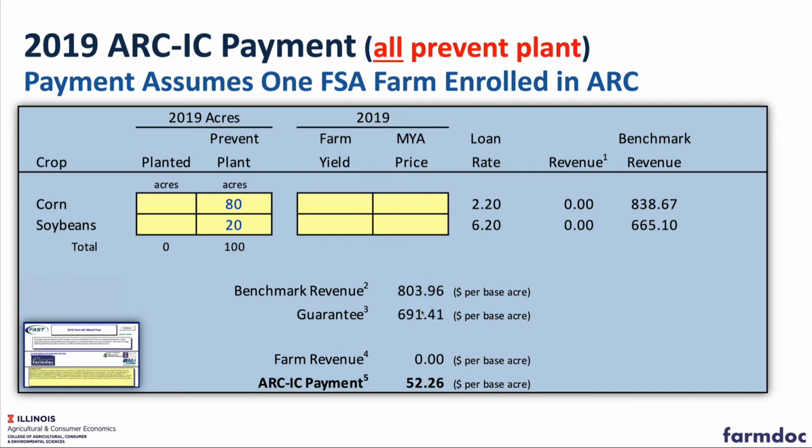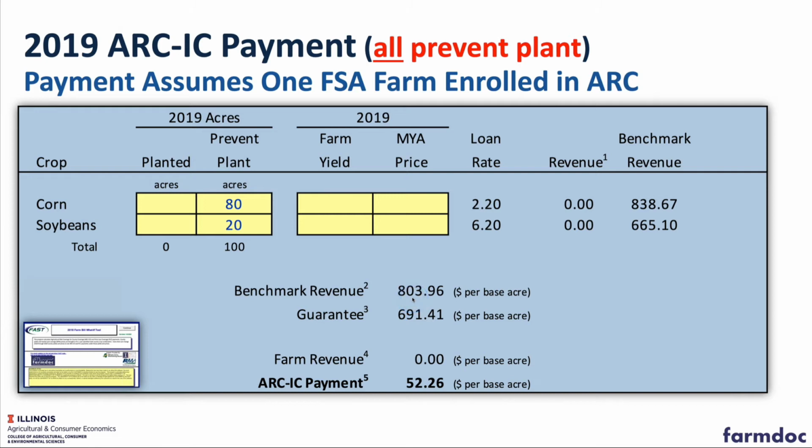Guarantee is 86% of this. And then in this case, with all prevent plant, we have zero farm revenue, and we would get the maximum ARC-IC payment, which is 10% of this benchmark revenue. And then we multiply it by 0.65 because you get paid on 0.65% of the acres. So if you've got an FSA farm, all prevent plant, you're going to get the maximum ARC-IC payment for that individual case, for 2019.